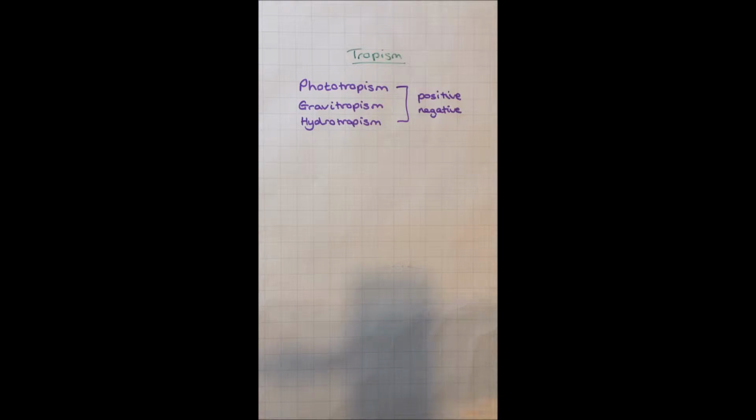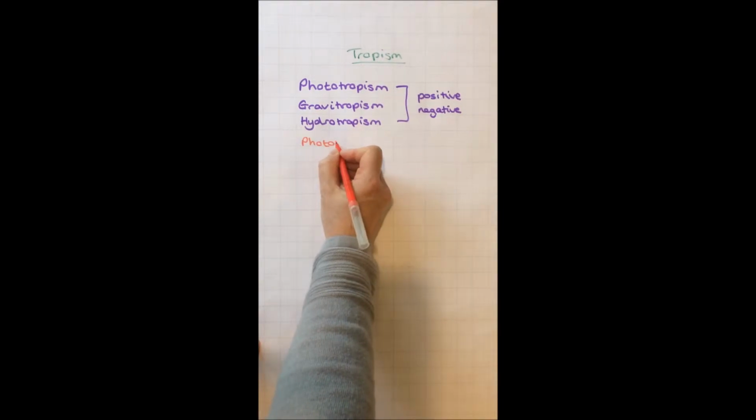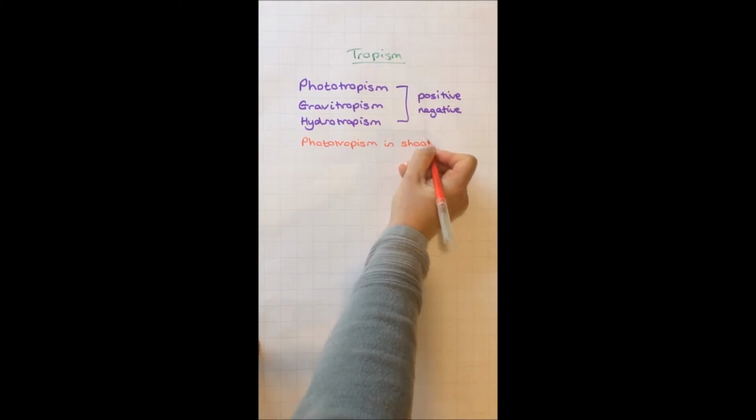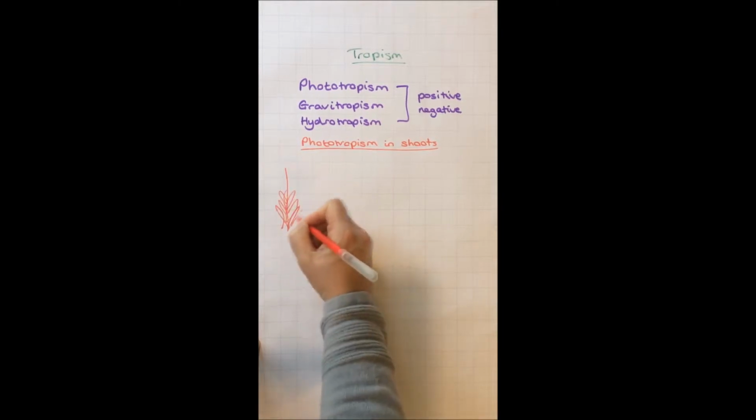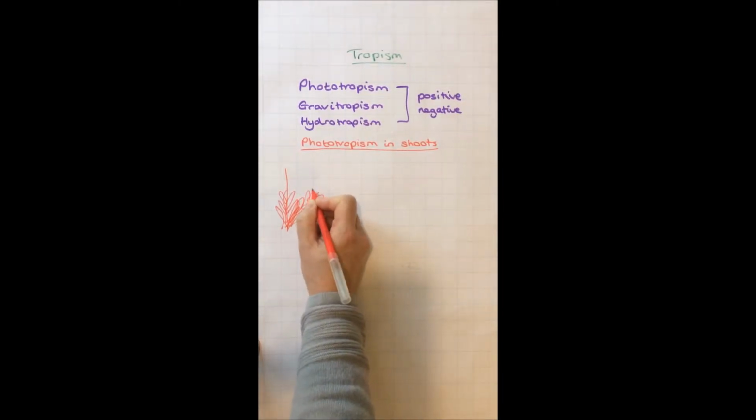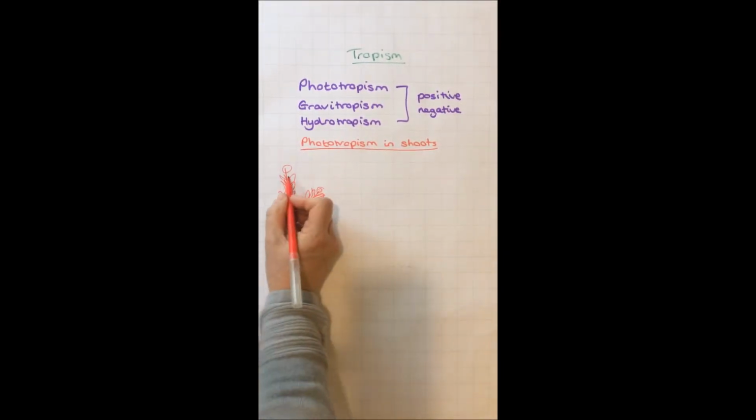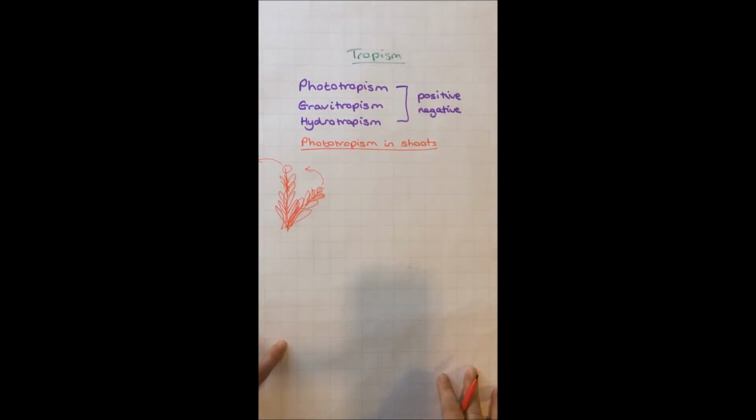Now you need to know a little bit about phototropisms in shoots and in roots. So let's have a look first at a shoot. What we're talking about here is a plant. If you imagine a plant, here it is, and we're looking at the actual tips of the plant. This area here is where the plant is going to be bending towards the light. And that response would be a positive phototropism.